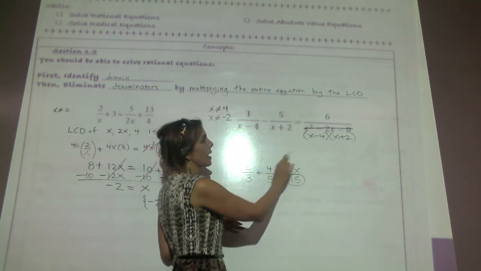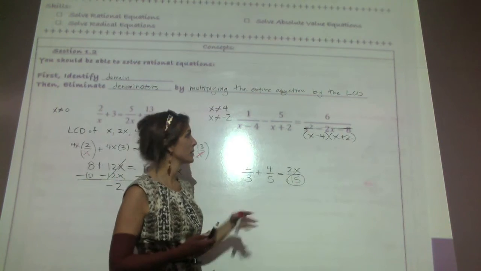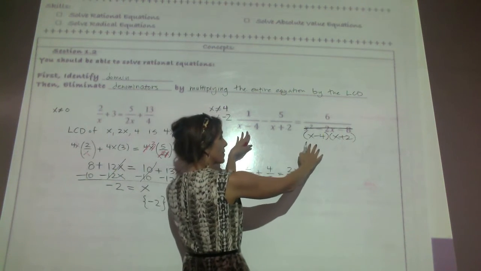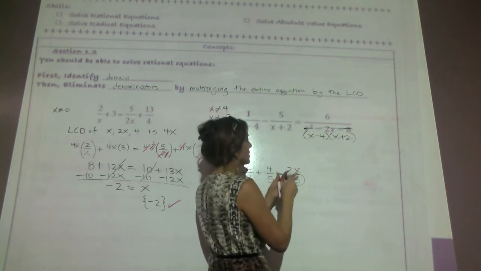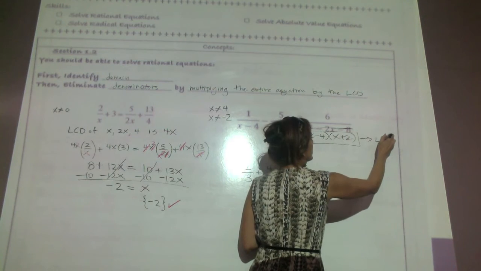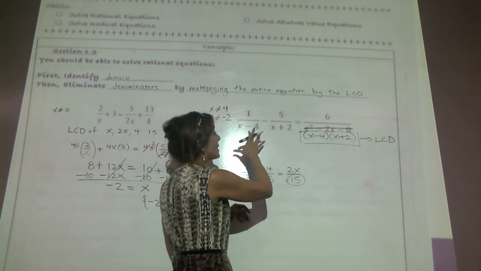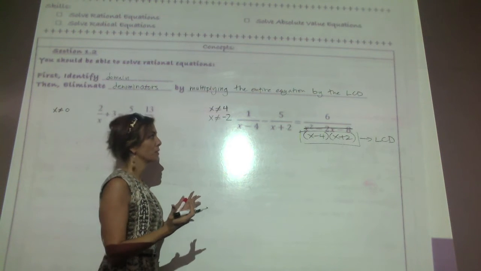The same thing is happening here, except that it's happening with expressions. This is a factor of this thing, this is a factor of this thing. So our LCD is going to be this thing. And we're going to multiply each piece of this equation by our LCD. Okay, so let's proceed to do that.